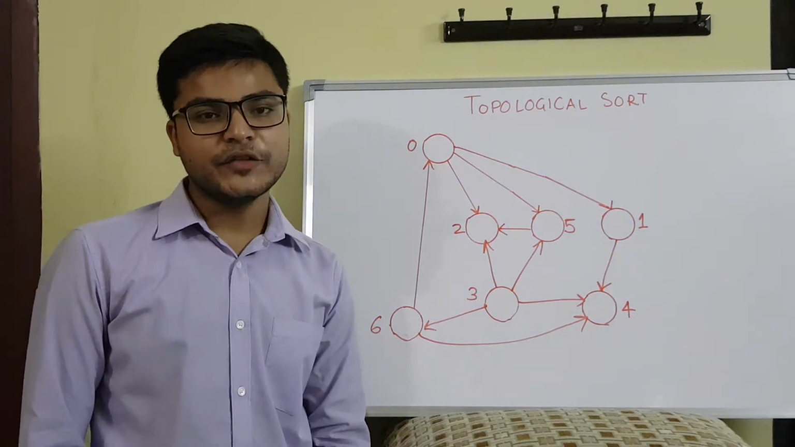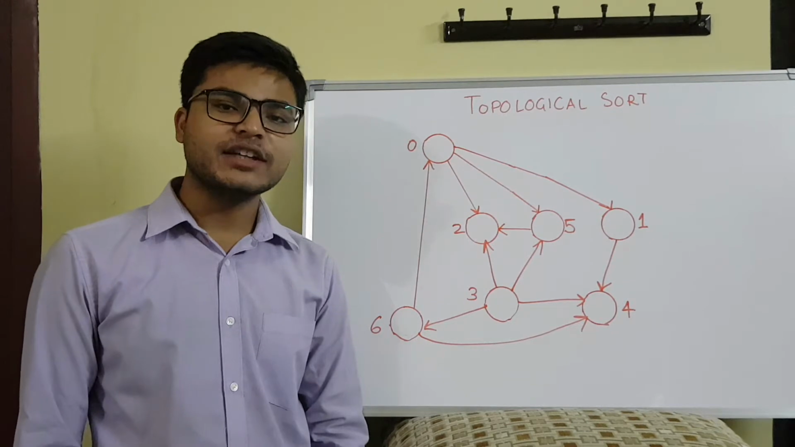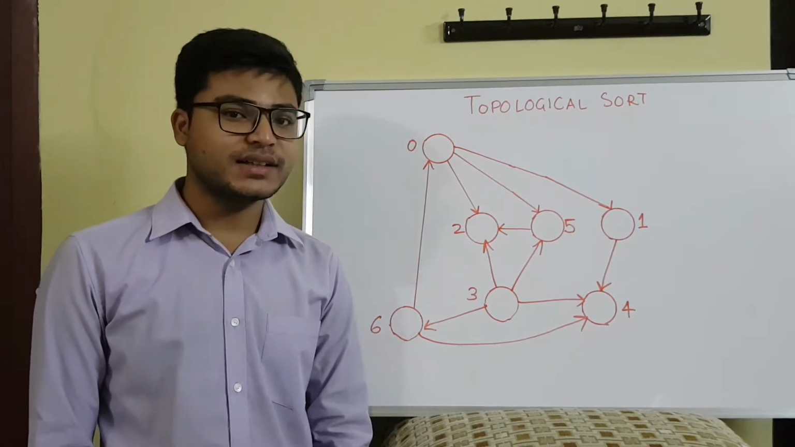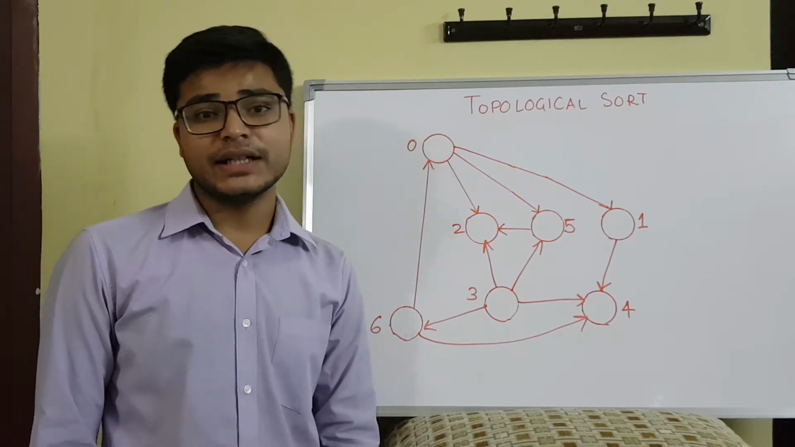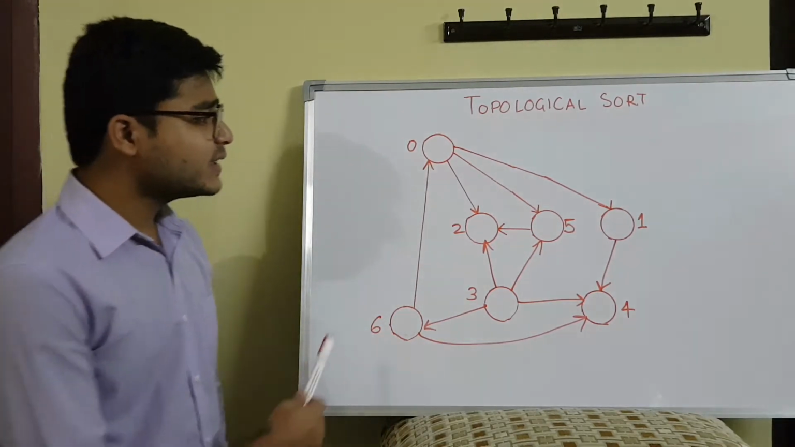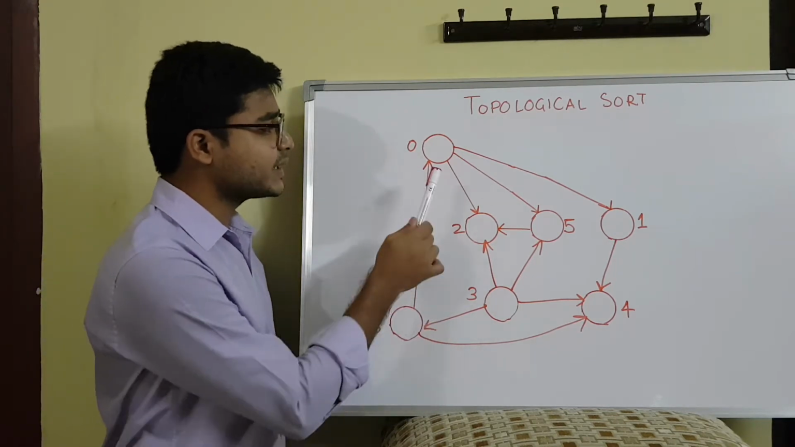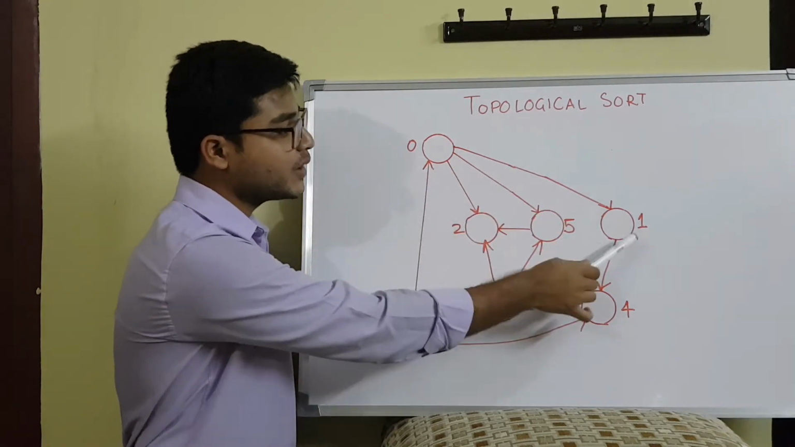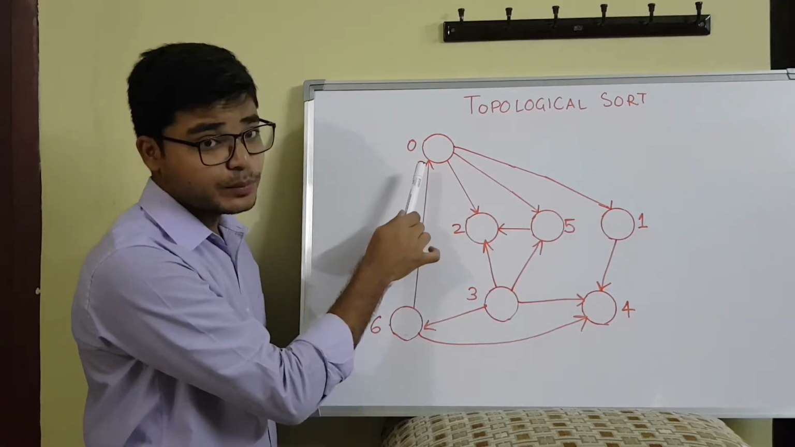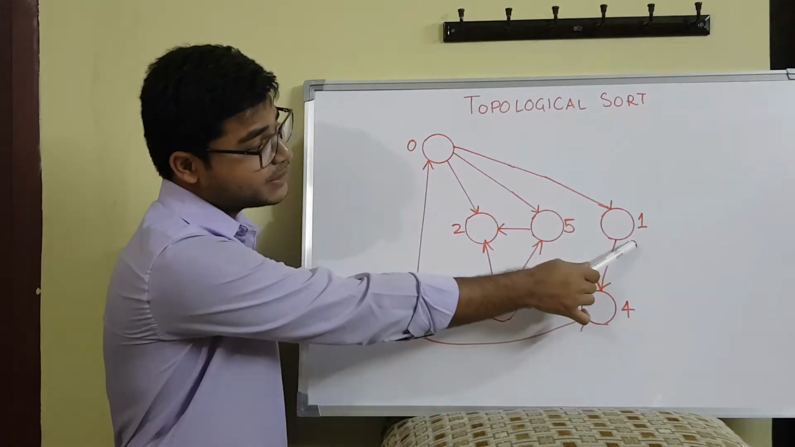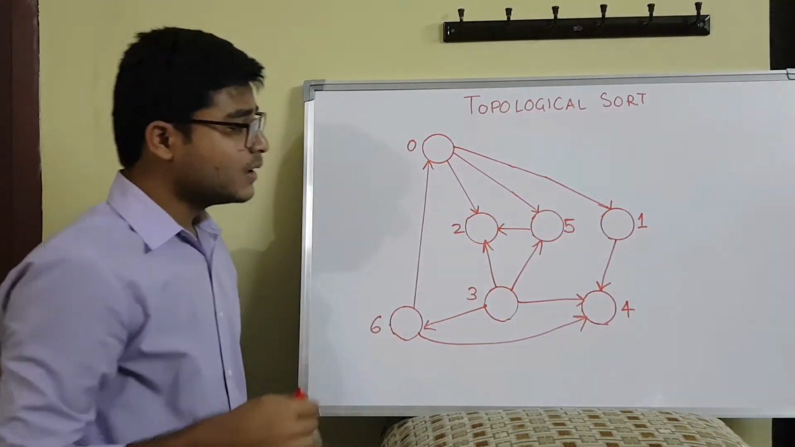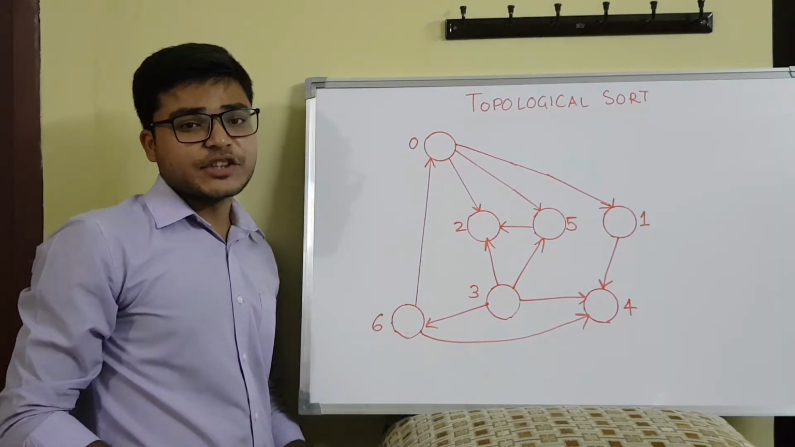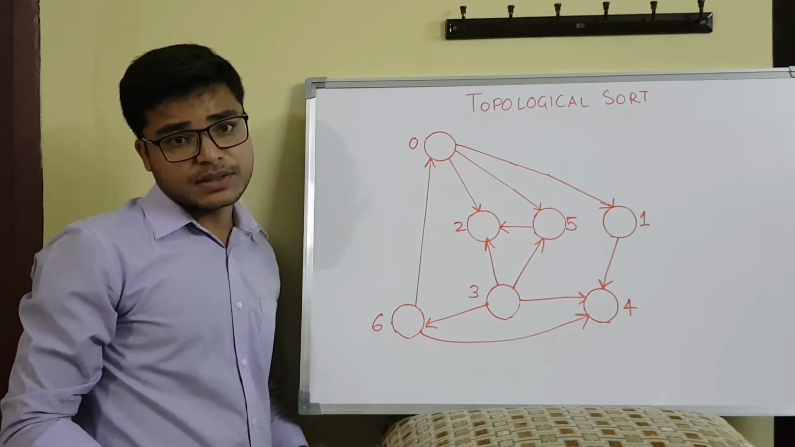Hey guys, today we are going to talk about topological sorting of a directed acyclic graph. Consider the problem of scheduling a sequence of jobs based on their dependencies. In this graph, the jobs are represented by vertices and there is an edge from job 0 to job 1 if job 0 needs to be completed before job 1 can be started. Then a topological sort gives an order in which to execute the jobs.